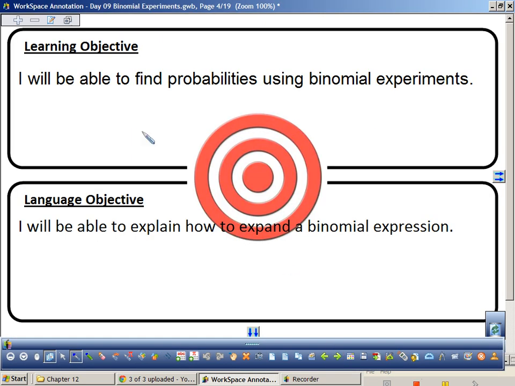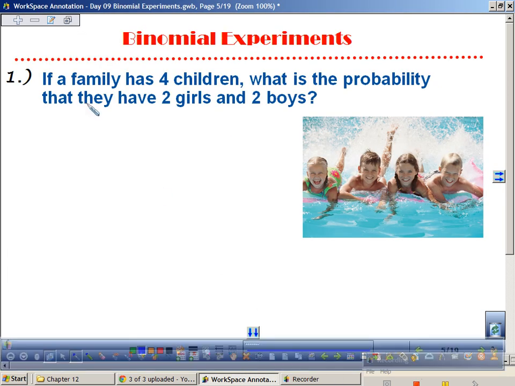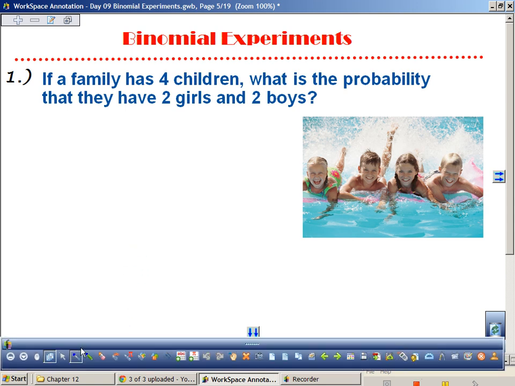Okay. Let's work with this. I'll be able to find probabilities using binomial experiments. I'll be able to explain how to expand a binomial expression. All right. I'm going to do it 2 different ways. You get to choose however you want to do it. So just pencils down and eyes up. If a family has 4 children, I'm sorry? This is 12-9. No, it's 12-9.